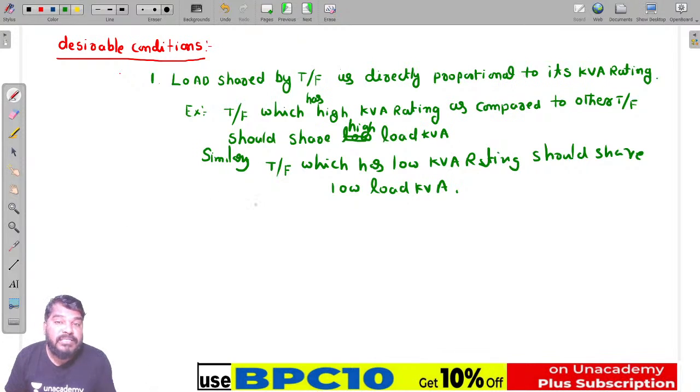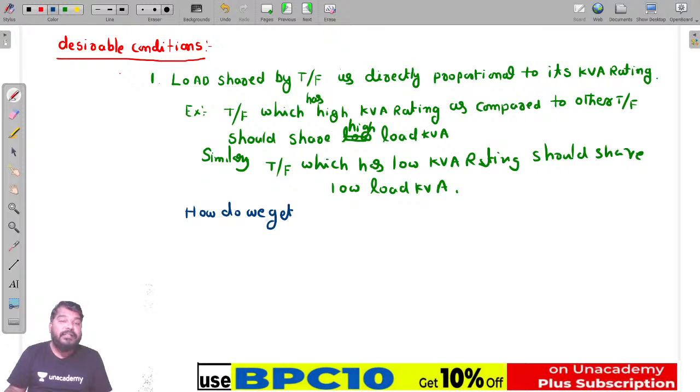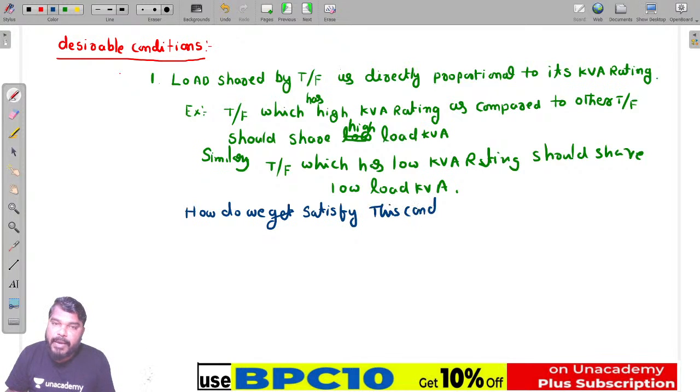So now the question is, how do we obtain this condition while doing the parallel operation? How do we get, or how do we satisfy, this condition while doing the parallel operation of transformers here?